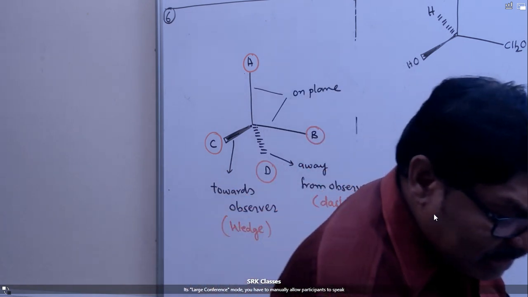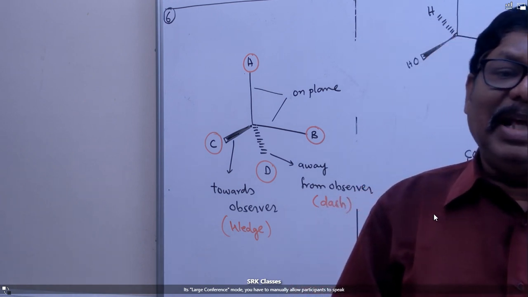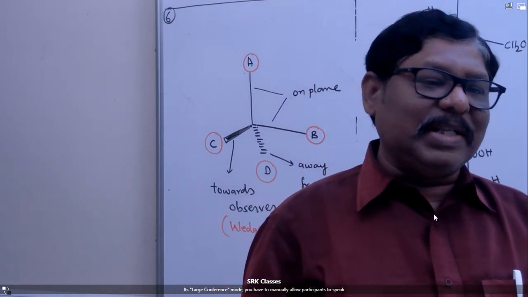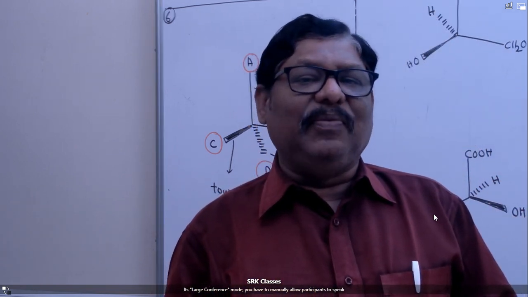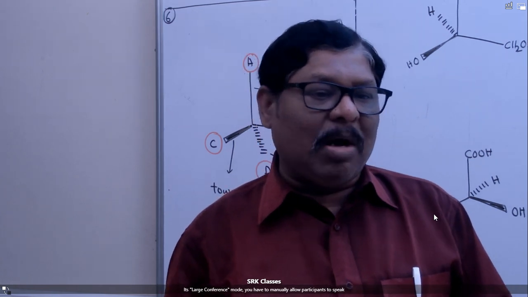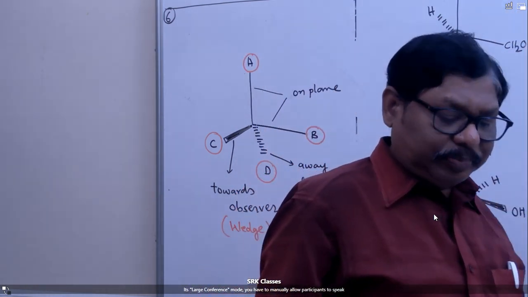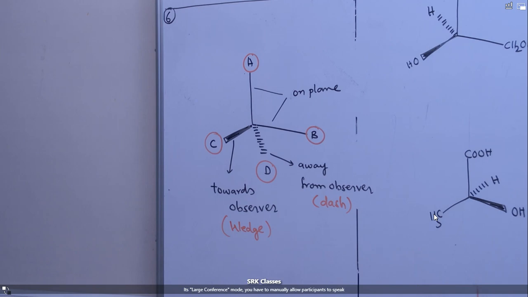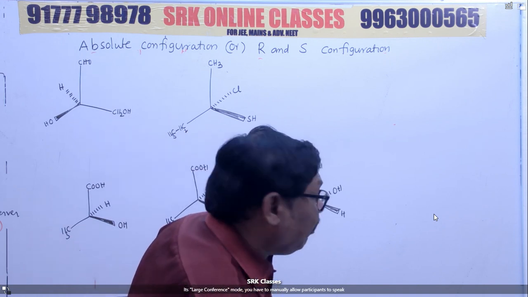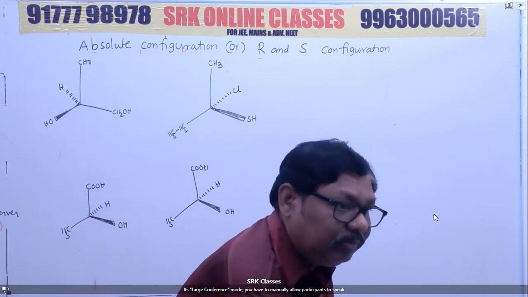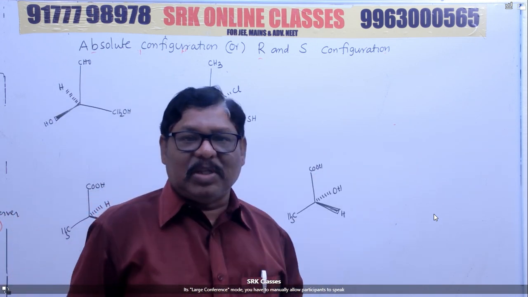So, before discussing this Wedge formula and RS nomenclature, there are a few important rules. First, we will discuss the rules of RS nomenclature, which is on the basis of CIP rules, Cahn, Ingold, Prelog rules. What does the first rule say? Look here, these are a few important examples I have given. First, we'll discuss the rules. After that, we'll apply the same rules for these.